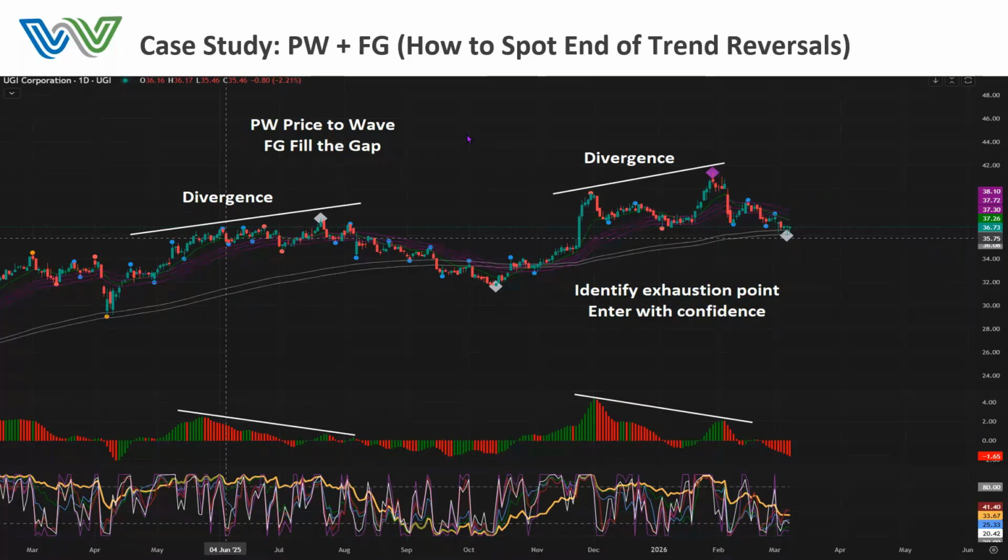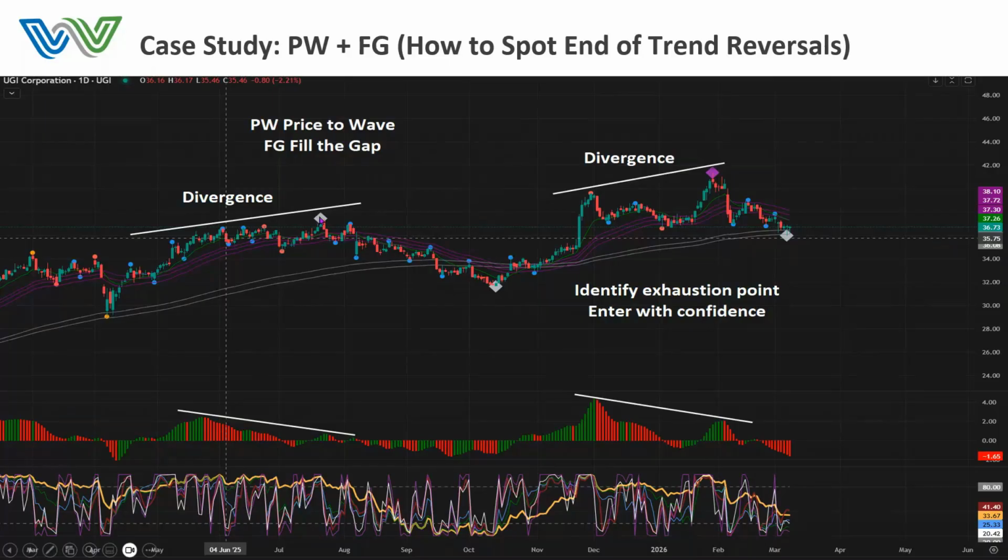Even if you don't join the training, you can certainly use this with your strategies that you're using as an overlay, because this is about market structure. So let's talk about the PW and the fill the gap trades, how to spot the end of the trend reversals. Well, the first thing that we look for is divergence.